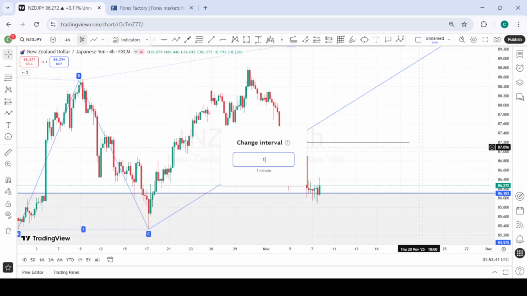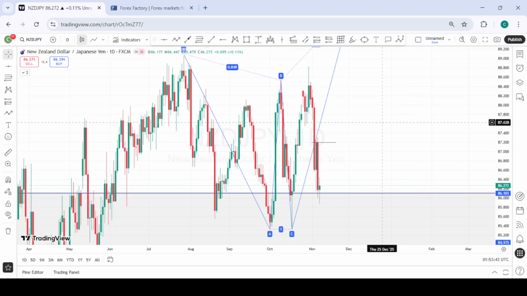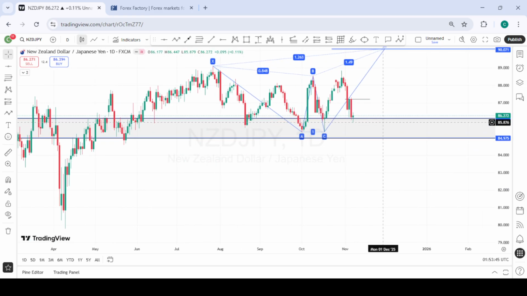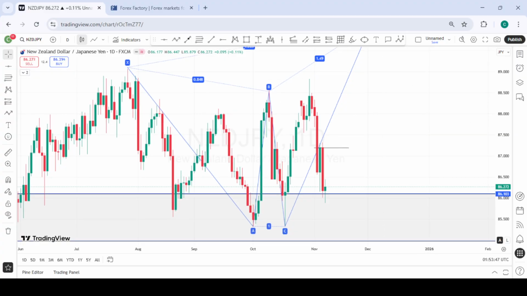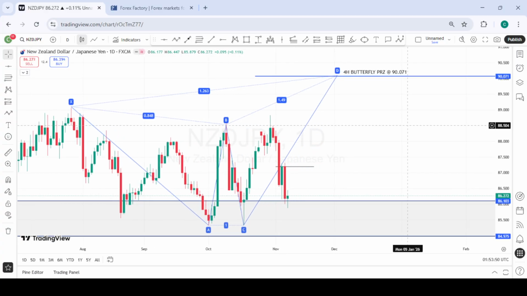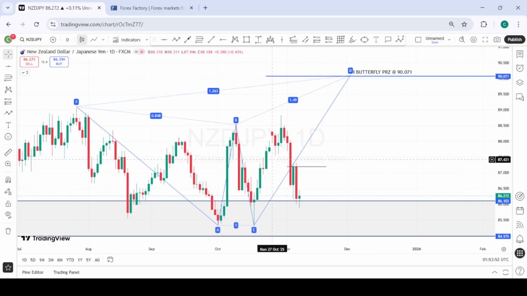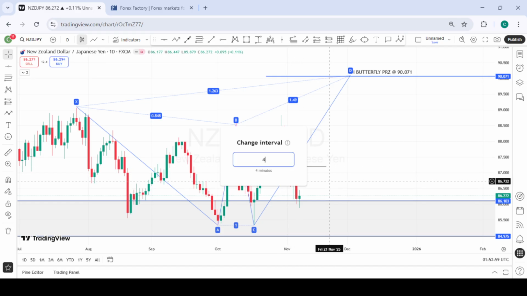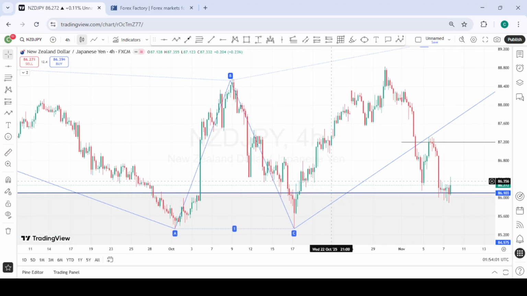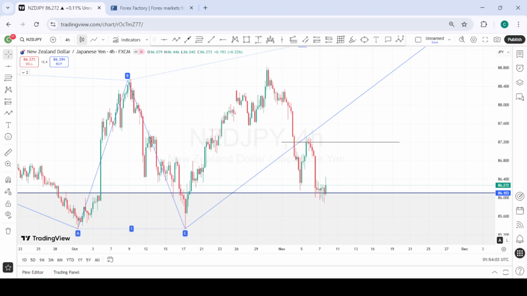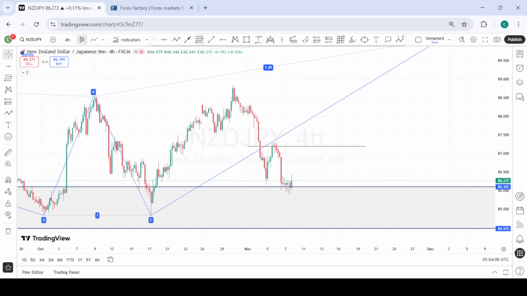We also have here NZDJPY. For NZDJPY, we have this butterfly pattern formation developing here, and our C leg is already completed. So we're going to wait for a daily structural shift on this at this daily structural point. So should we get something like an inverted head and shoulder formation here, we'll be very much interested in taking the buys to complete this.